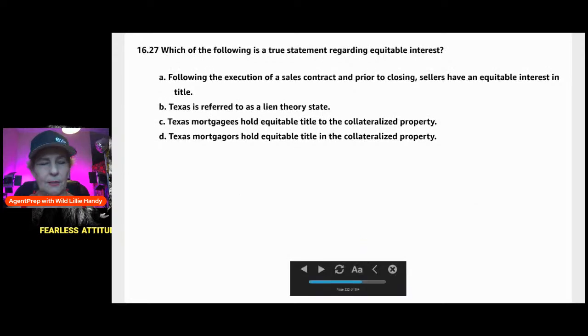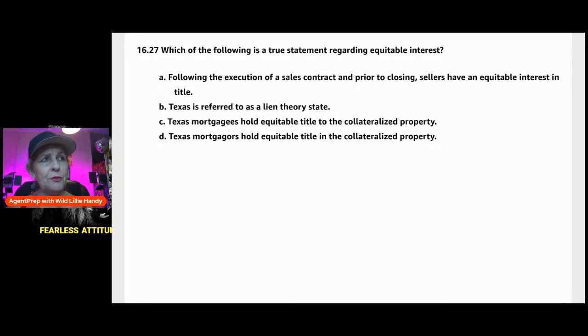Number 27. Which of the following is a true statement regarding equitable interest? A. Following the execution of a sales contract and prior to closing, sellers have an equitable interest in title. B. Texas is referred to as a lien theory state. C. Texas mortgagees hold equitable title to the collateralized property. Texas mortgagees, not mortgages. Or D. Texas mortgagors hold equitable title in the collateralized property.